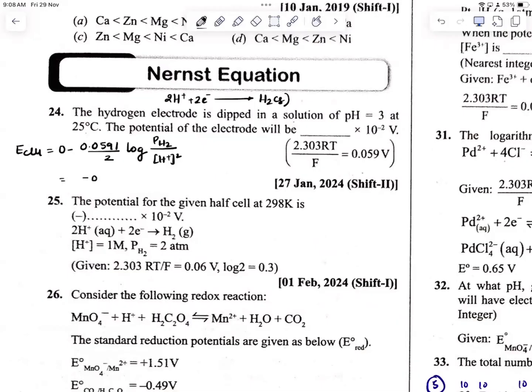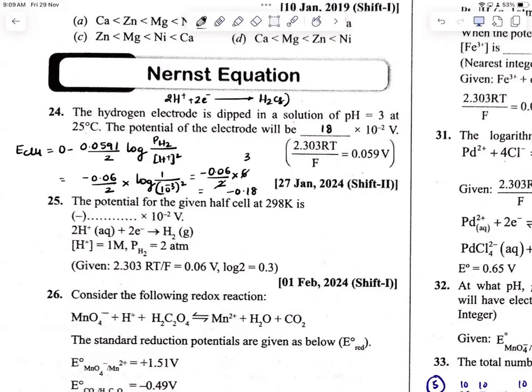So that is equal to minus 0.06 by 2 approximately into log of pressure. If nothing is given, you'll always take it as 1, by H plus concentration. H plus concentration is 10 raised to power of minus 3, whole square. Correct? So that would be equal to minus 0.06 by 2 into log of 10 raised to power of 6. So 6 is what we will get, and 3 here. So it will be minus 0.18, which is 18 into 10 raised to power of minus 2.